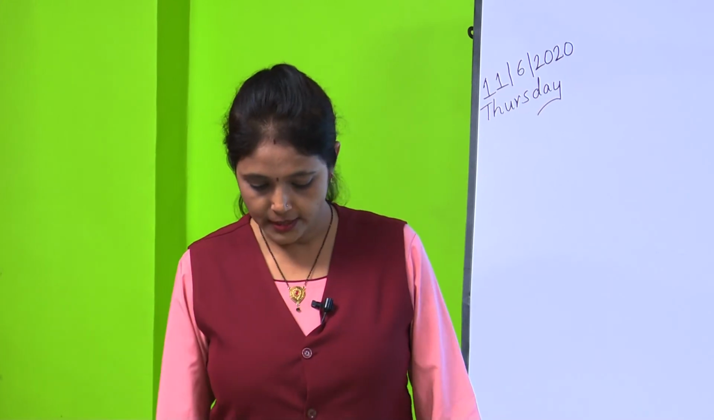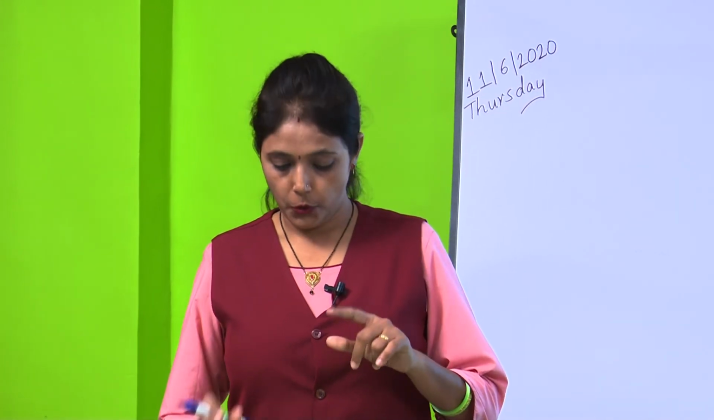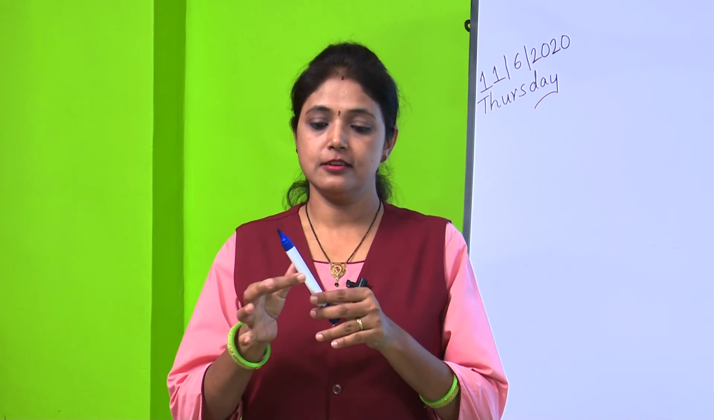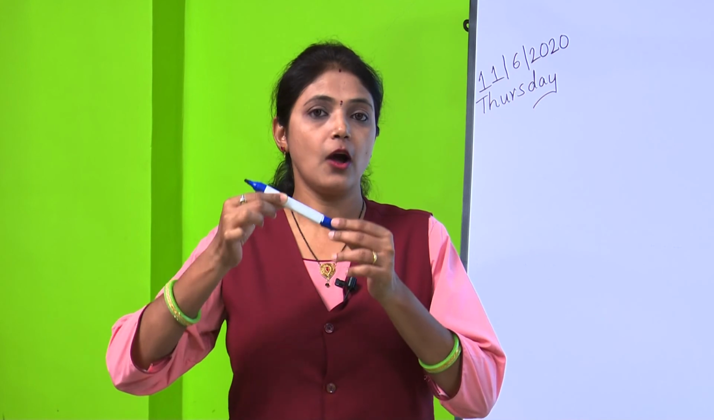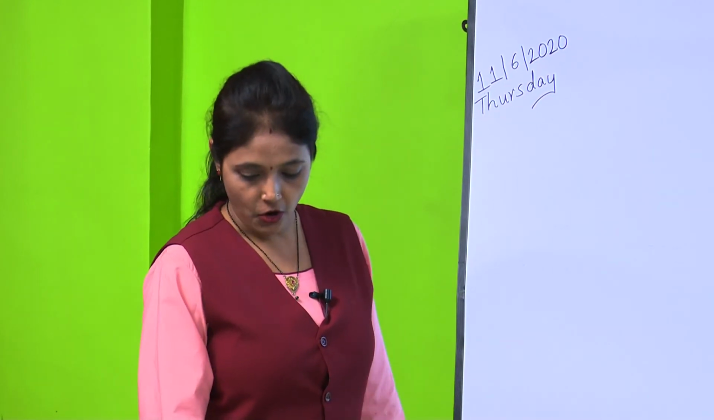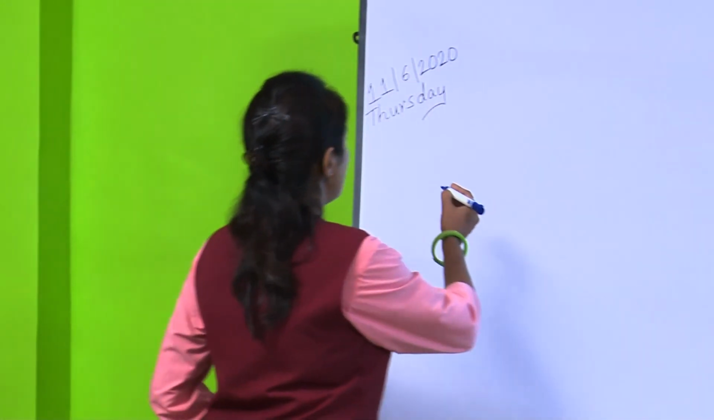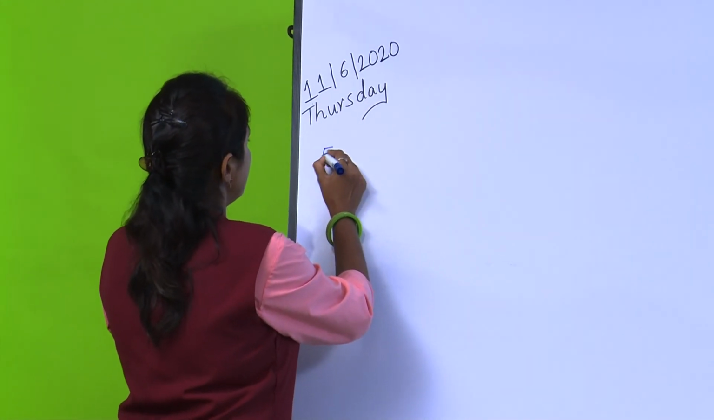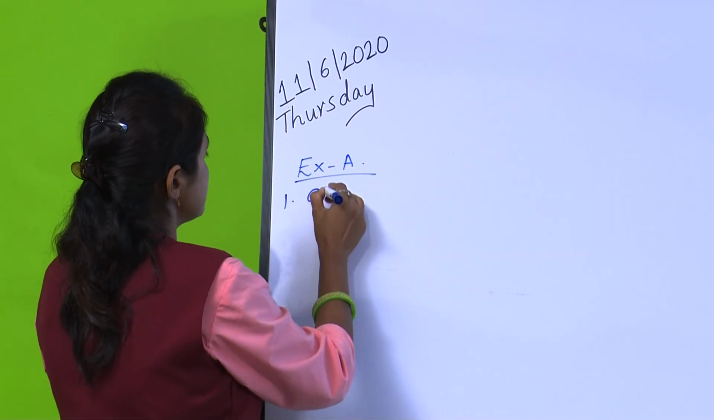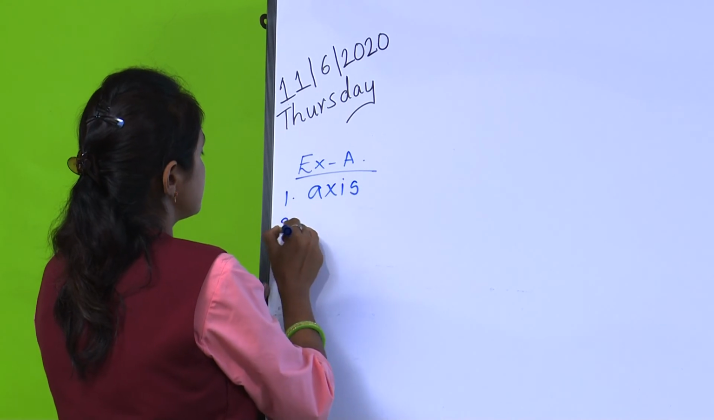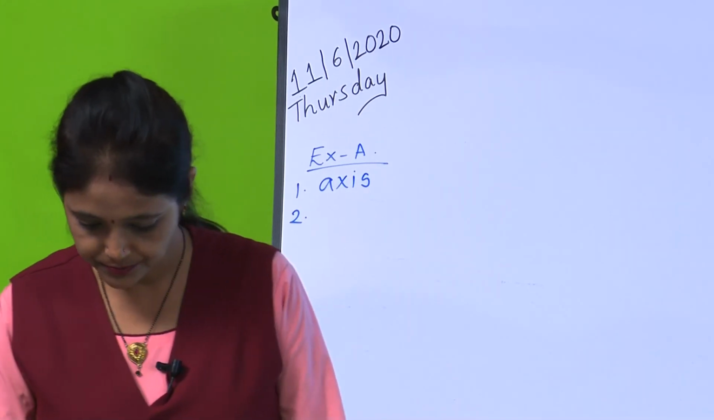The first one: the earth rotates along an imaginary line called the what? The imaginary line which is tilted and the earth rotates around it. What is that line called? Yes, very good. It is called the axis. So I will write here exercise A, first fill in the blanks. The answer is axis. Very good.